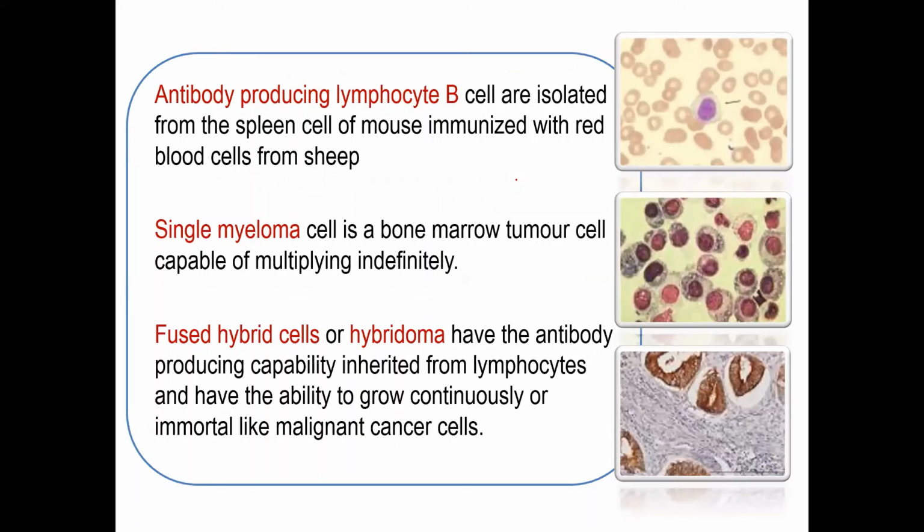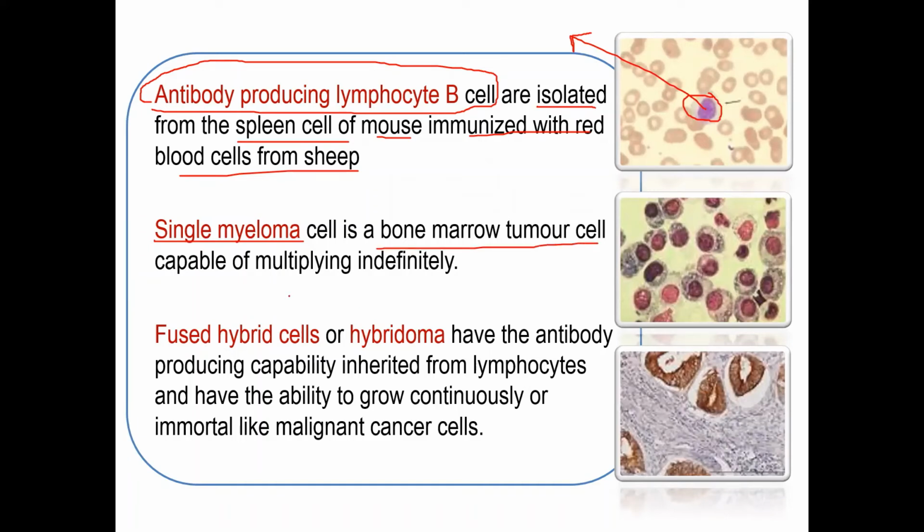So let's go a little deeper. The antibody producing lymphocyte B cells are very important cells, which are going to produce your monoclonal antibody. Basically they are isolated from the spleen, el bazo, in Spanish I think spleen is called bazo, from a mouse that has been immunized with a certain kind of antigen. When you put any particular antigen, the spleen produces the corresponding antibodies. And then we have a single myeloma cell, from bone marrow tumor cells, capable of dividing indefinitely. It's a cancer tumor cell.